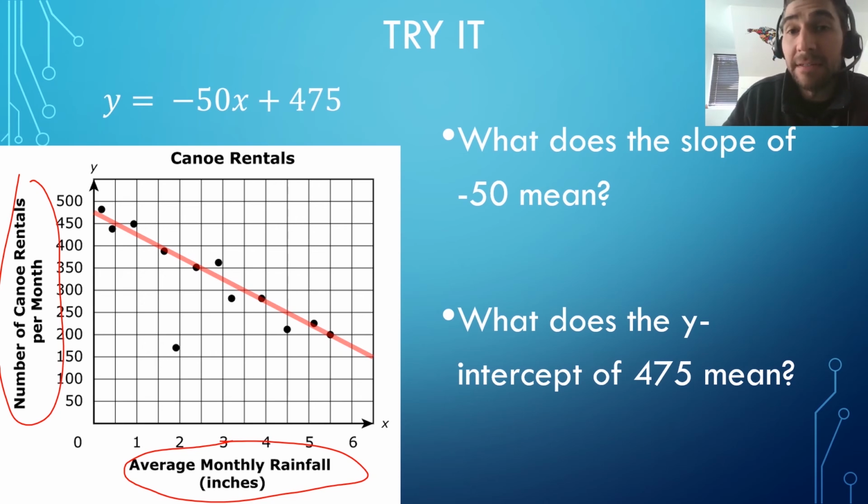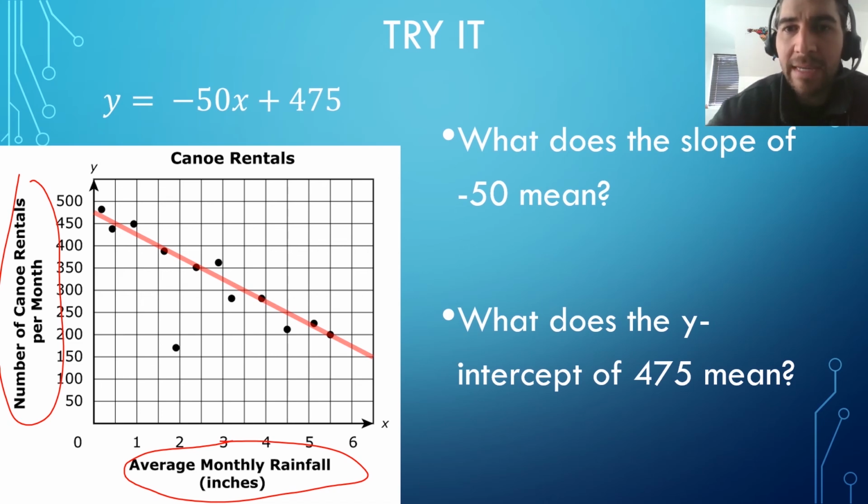Now, -50 was not a fraction, so it can be helpful to convert it to a fraction, -50 divided by 1, where the numerator, -50, would have the units of the y value, in this case number of canoe rentals per month, and the 1 in the denominator would have the units of the x value, which is the average monthly rainfall in inches. So that's where we got that -50 as a slope in this problem means that 50 less canoes will be rented each month for each extra inch of rain.